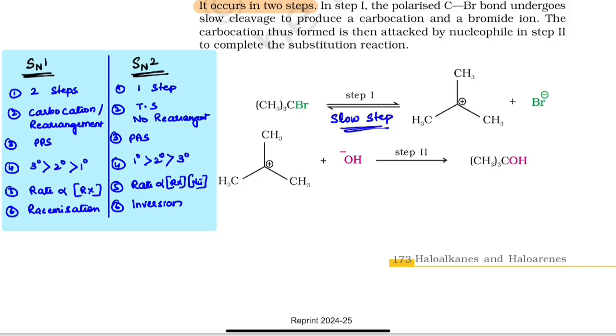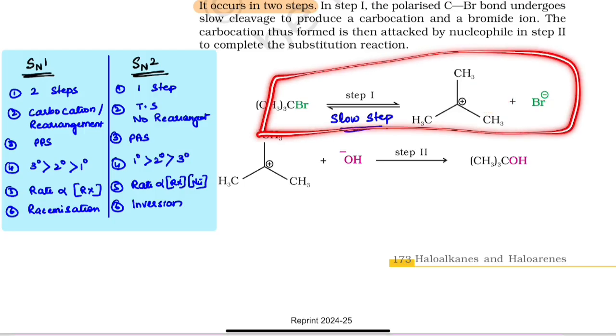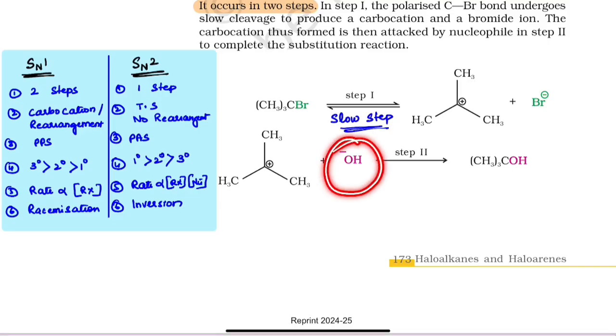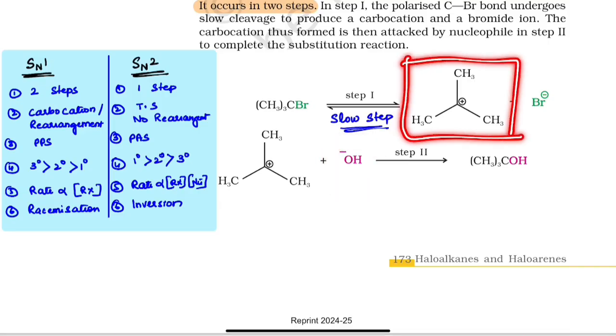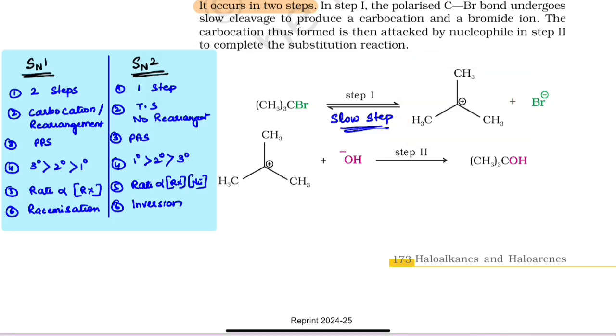So students, the first step is the slowest step. Always remember the RDS, rate determining step. The rate determining step will always be the slow step. Here this is the rate determining step, and in it you can see there is carbocation formation. The more stable the carbocation, the faster the rate of the reaction, and the nucleophile is not seen in the slow step. It comes only in the second step. Therefore the rate depends only on the formation of carbocation.